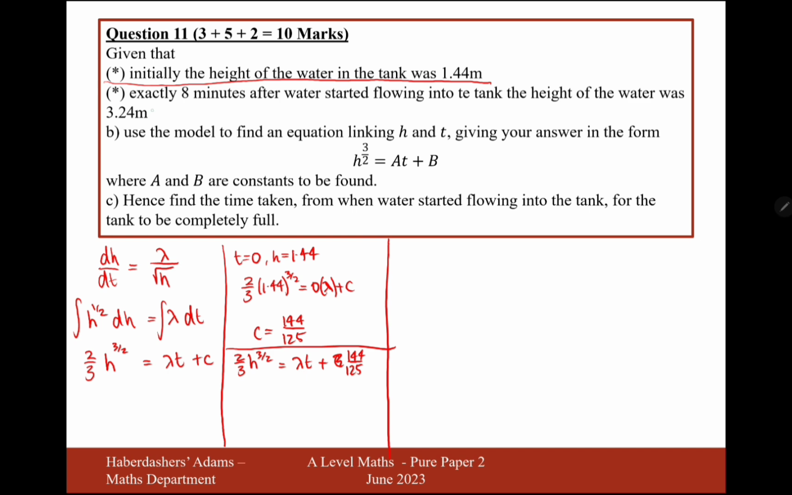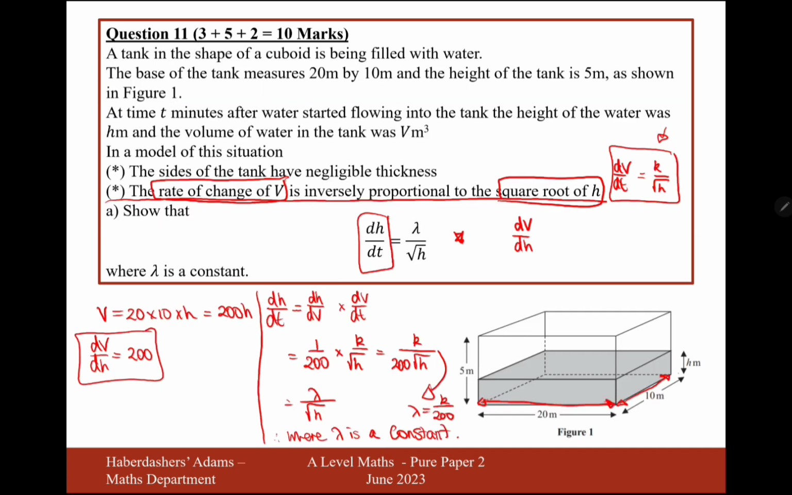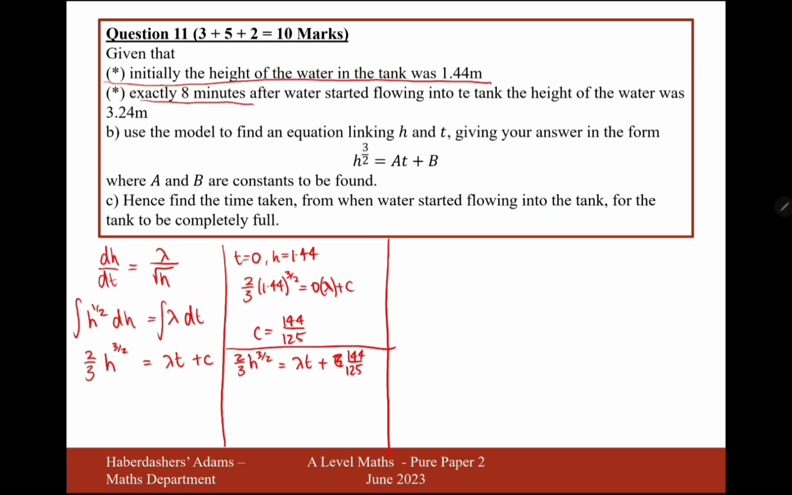Okay, so let's now plug in exactly 8 minutes. Let's just go back and check the question is in minutes, because I don't want it to actually be in seconds yet. T is definitely in minutes, so that's good. At t equals 8 minutes, the water flowing into the tank, the height of the water was 3.24. So we're now going to substitute in 3.24. So 2/3 times 3.24 to the 3 over 2 equals lambda times 8.